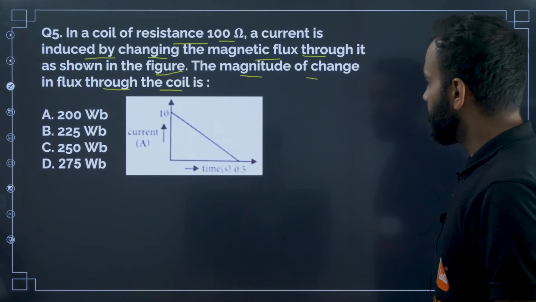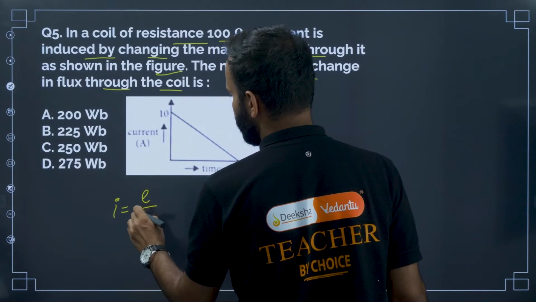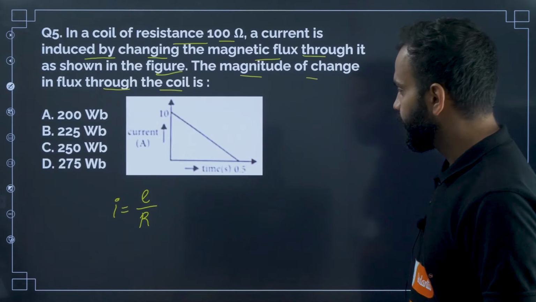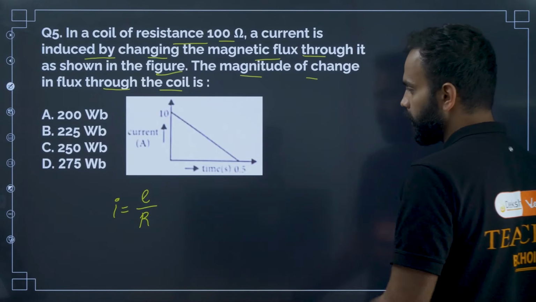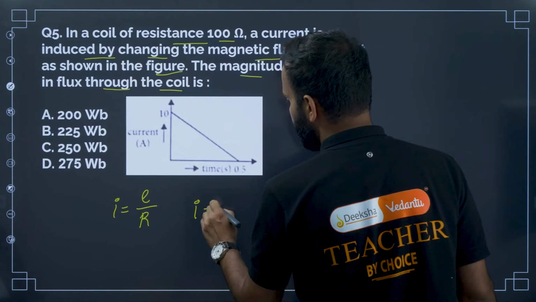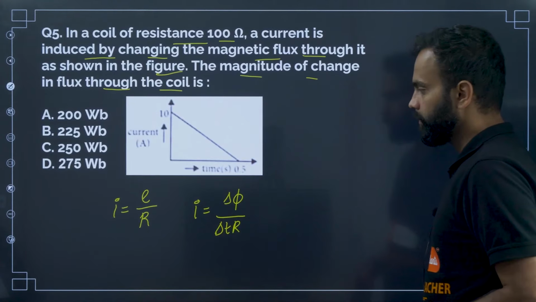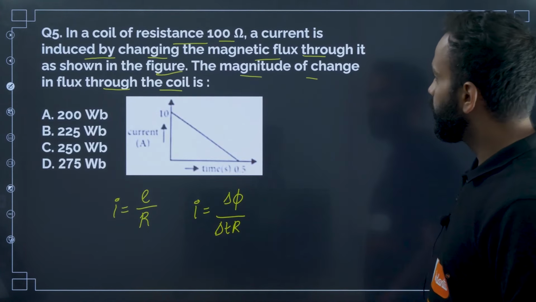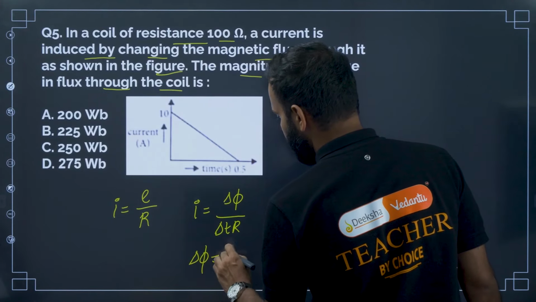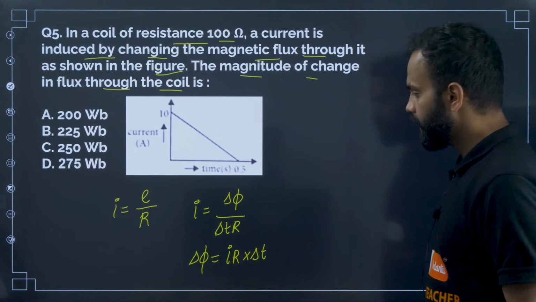We know that the current I is equal to induced EMF divided by R. Now what is induced EMF? Induced EMF is the rate of change of magnetic flux, or change in magnetic flux over change in time. So I equal to delta phi divided by delta t into R. We need to find the magnitude of the change in magnetic flux, so delta phi is equal to I into R into delta t.